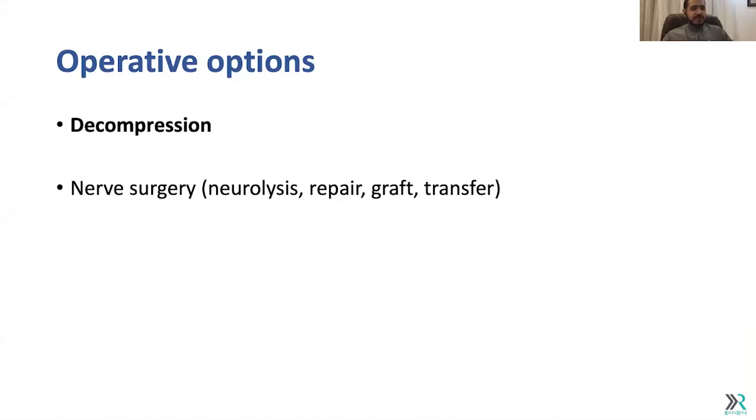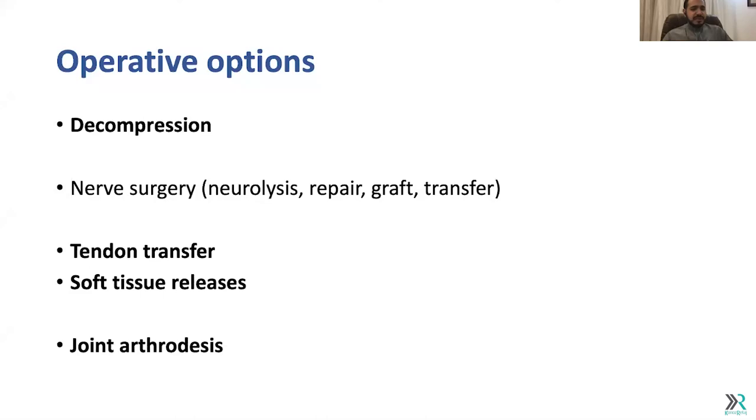Nerve surgery for peripheral nerve injuries. And then we're talking about the foot and ankle. Specifically, we have options of tendon transfers, soft tissue releases, and lastly, joint arthrodesis.